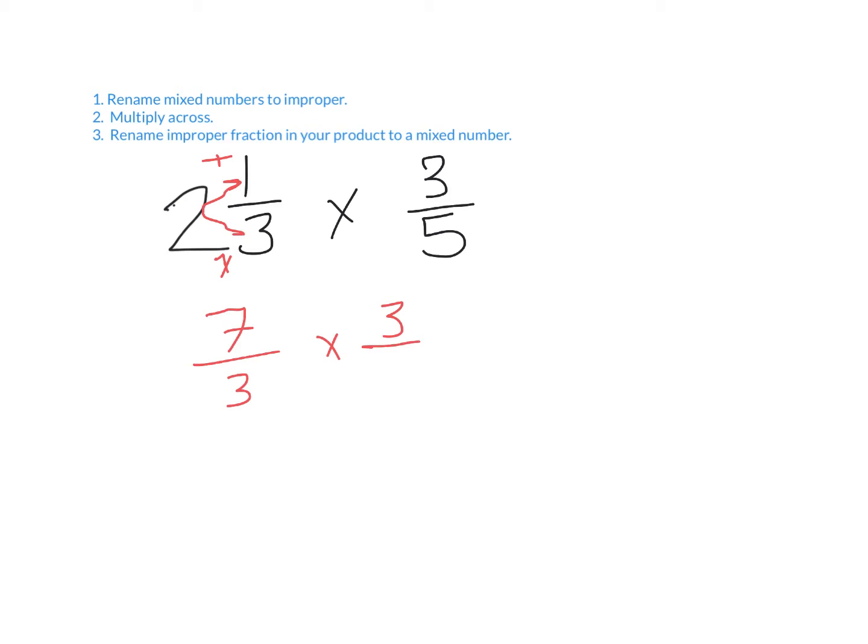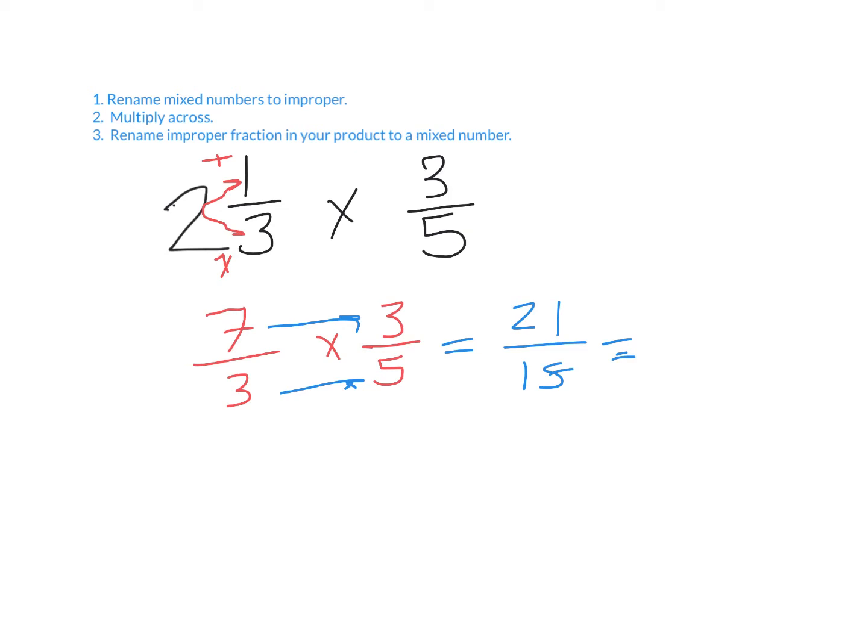I don't have to do anything to that because it's a regular fraction, and it's not improper or a mixed number. So I multiply straight across like we've learned. I have 21 as my numerator. 3 times 5 is 15. So my new fraction is 21/15. All I have to do is rename this to a mixed number, but I can reduce this before I do anything else.